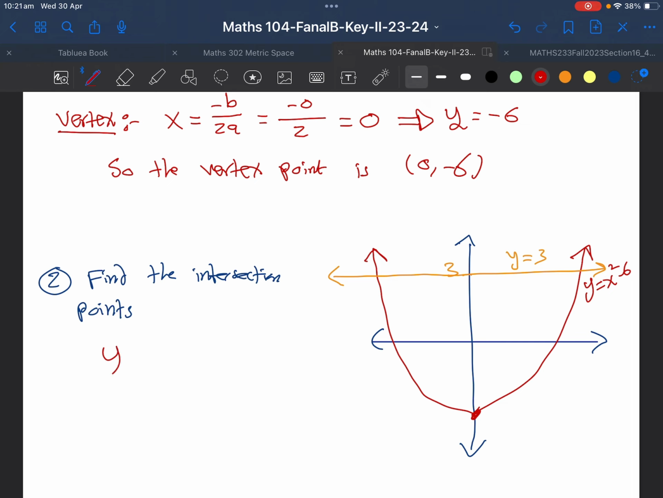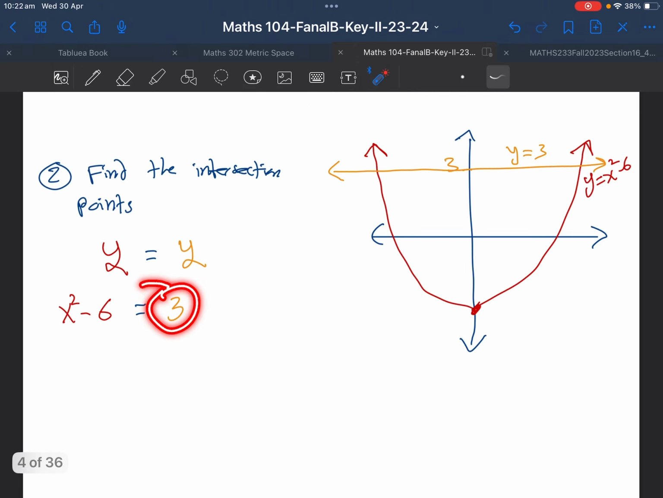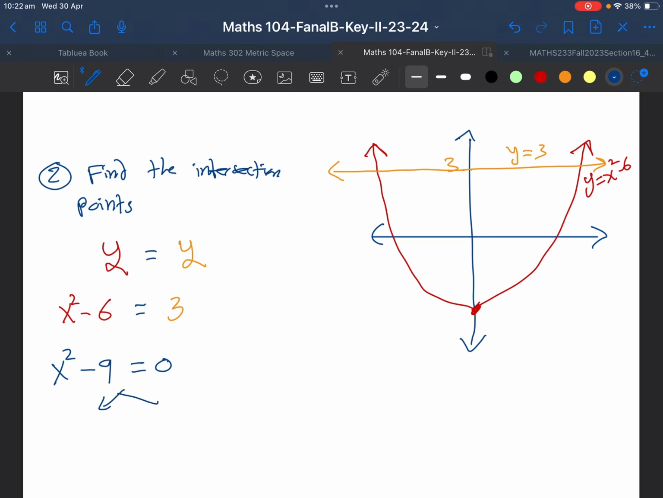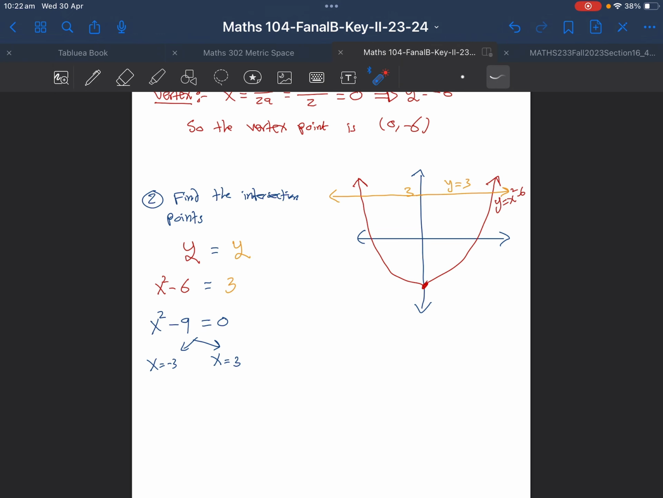How do we find the intersection point? We have two y, one in red, one in orange. We make them equal. The y in red is x squared minus 6. The orange one is 3. We make them equal. Now, if we move 3 to the left side, we get x squared minus 9 equal to 0. If we solve this one, we will get two numbers, x equal to negative 3 and x equal to 3, which makes sense, something in the positive, something in the negative. So we find the intersection points.